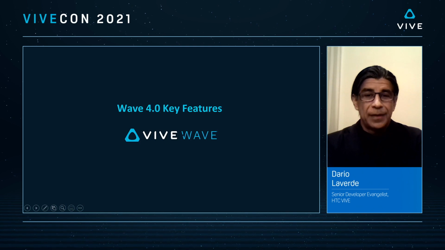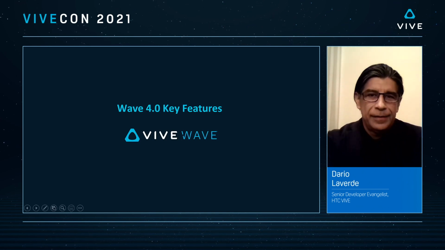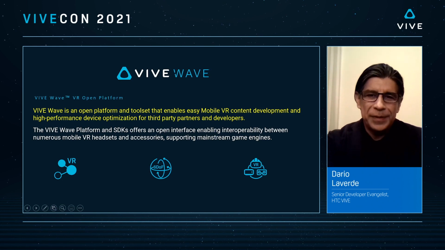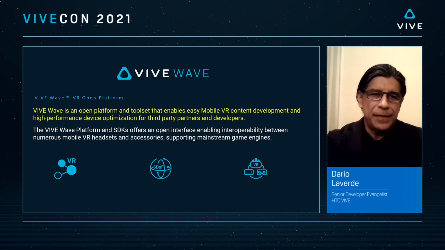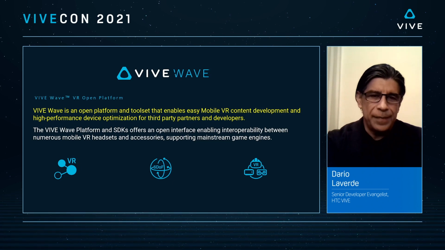So what's new? Well, for this short presentation, I'll be focusing on just a few features of our new Wave 4.0 update. I'll be going through an overview of what we feel are key features regarding performance and optimization, which will be useful for both beginner and seasoned developers. VIVE Wave is an open platform and toolset that enables development for mobile VR devices while providing high-performance device optimization for third-party partners and developers.